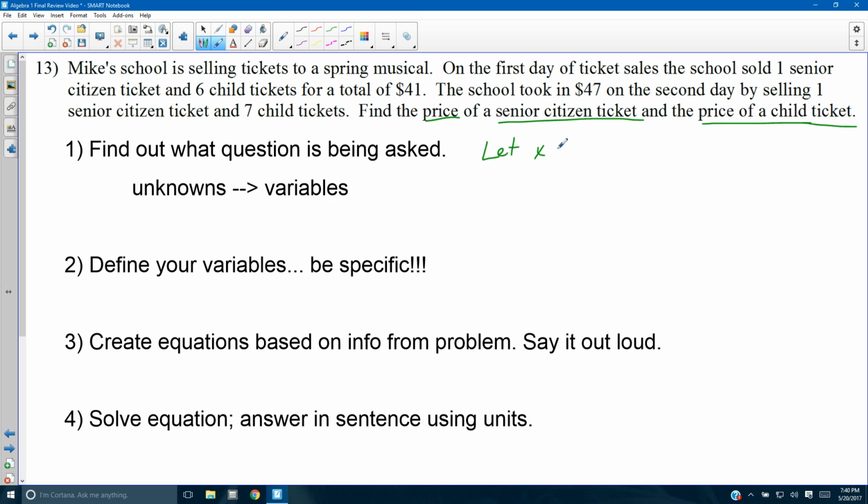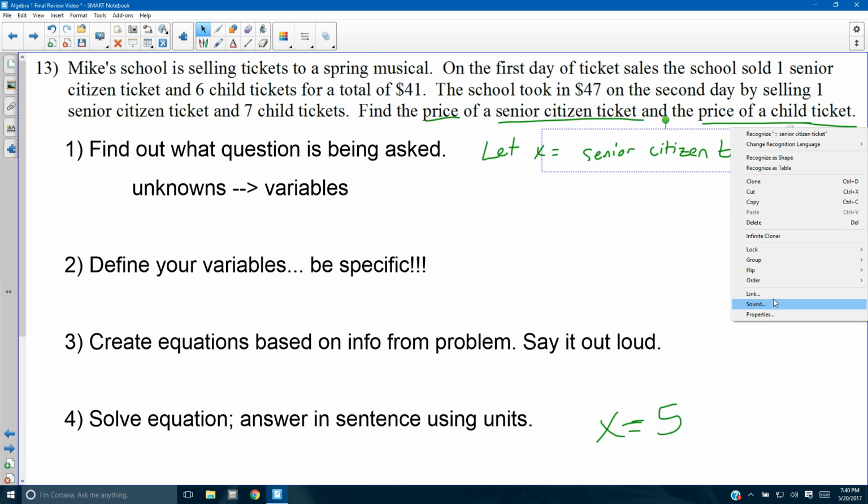S's. So here's what I'm not going to do. I'm not going to let X equal senior citizen ticket. Close, but it's just not specific enough. Why do we have to be specific? Well, let's say we get an answer in the end. Let's say we get X equals 5, which who knows, that might be the answer. 5 what? 5 senior citizen tickets? Was the unit this right here? No. Was it the weight of the senior citizen tickets? Was it how old each senior citizen is? Be specific about what this number is representing. I know that you're distinguishing it from child ticket, but for senior citizen ticket, it's not how many there are, it's how much they are. It's how much they cost.